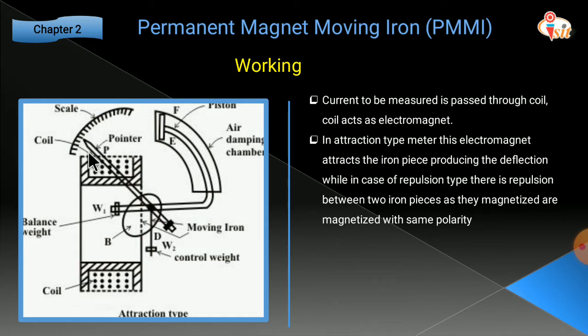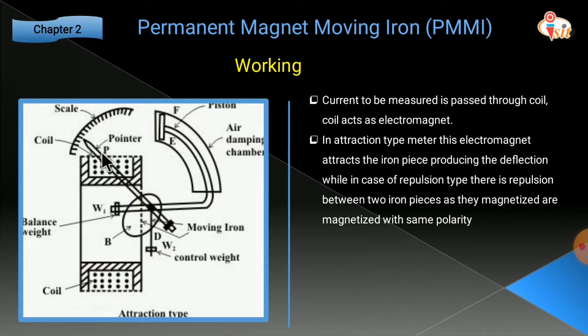Okay, this is the working of your moving iron instrument. What is the working? I am again repeating. Whenever the current to be measured passes through the coil, the coil will act as an electromagnet. Once it acts as an electromagnet, this iron piece is attracted towards the electromagnet and the pointer starts deflecting. Now this deflected pointer gives the reading.